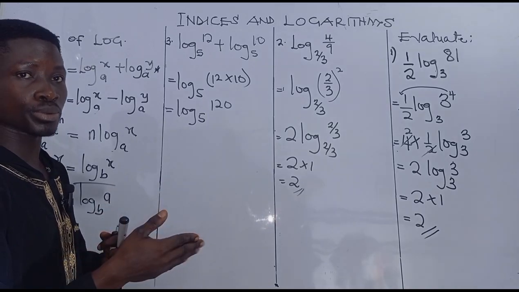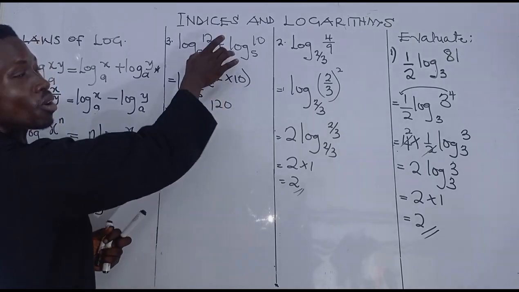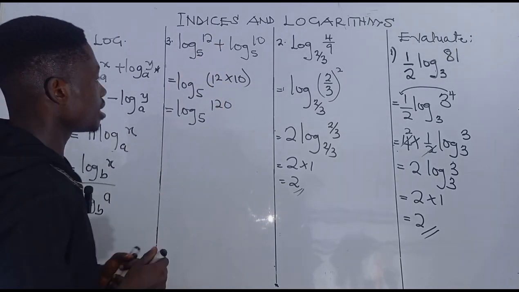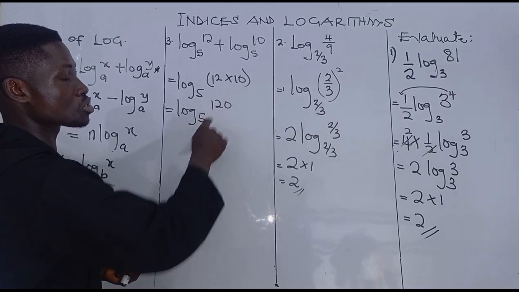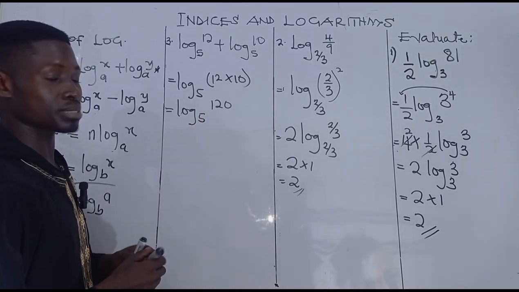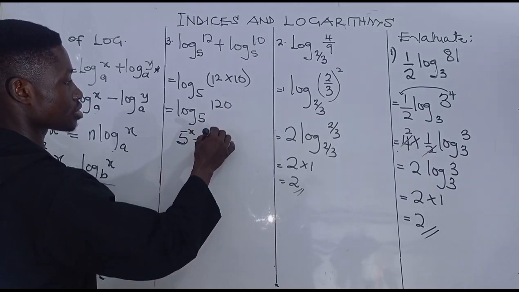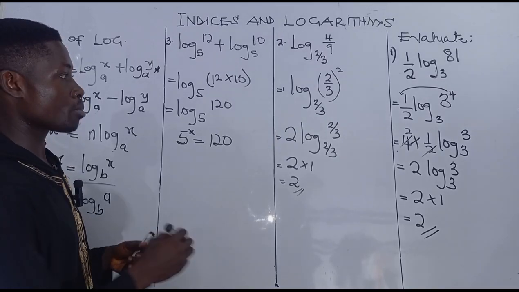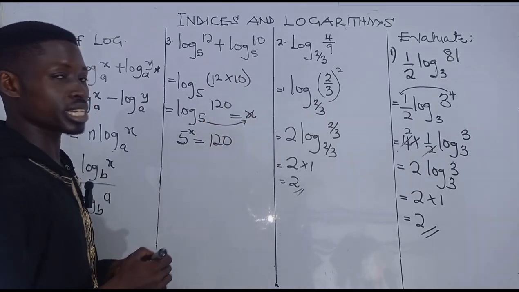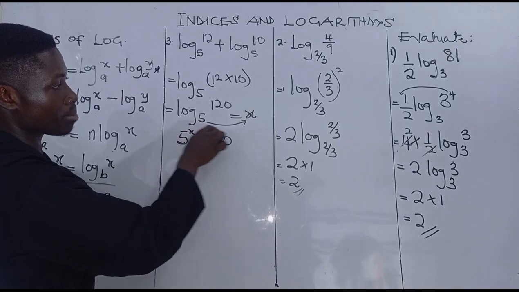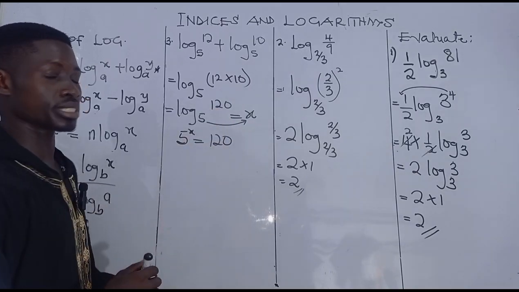You want to evaluate, you want to find the value of this, not simplify. So this is a simplified form of this, but I want to find the value of that. So this can be explained as, to what power must 5 be raised to produce 120? Another approach is, you can equate this to any variable at all, let's say x, and then you convert this to an exponential equation, so that the base of the logarithm will come and be the base of the index. So we have 5 raised to the power x is equal to 120.